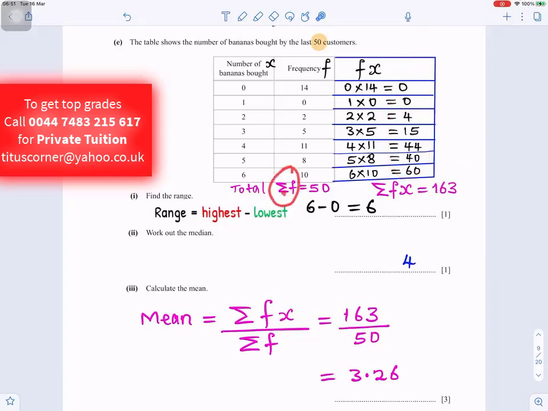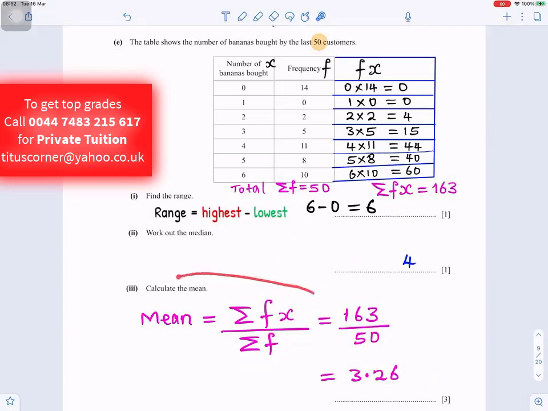Sum of F means add all the things in the column F. So you add all of that frequency, it gives you 50. And that is the same as they told you in the question, 50 customers. Now the mean is sum of fx divided by sum of f. So that gives you 3.26.